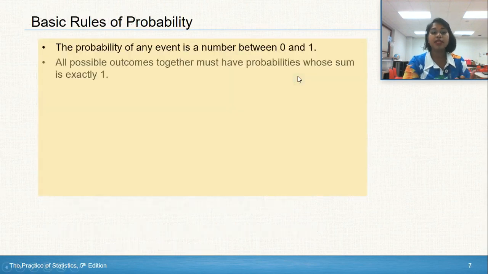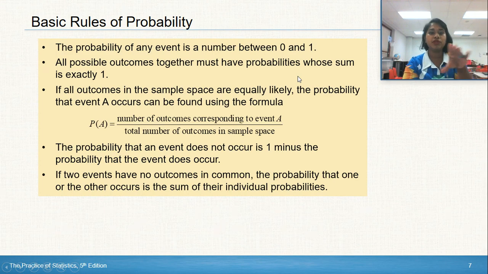But here's some basic rules of probability. I'll go over each, but we'll also see the kind of mathematical definition or formulas on the next slide. So the probability of any event is a number between 0 and 1. You guys know this because you talk in terms of fractions. So those would be numbers between 0 and 1. A probability of 0 means it cannot occur. And so all possible outcomes together must have probabilities whose sum is exactly 1. So if I have the probability of event A and the probability of event B and the probability of event C, if they're all dealing with the same outcome set, then they all have to sum together to be 1.